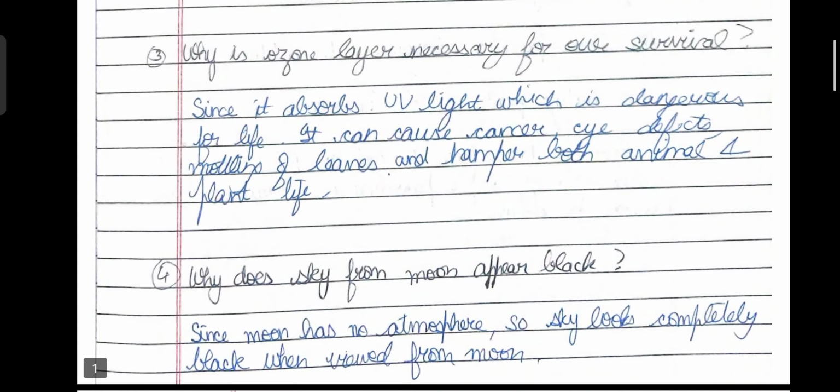Now the third question is, why is the ozone layer necessary for our survival? As you are aware, the ozone layer is present in the stratosphere, and it absorbs the ultraviolet rays. If these ultraviolet rays are not absorbed and they reach the earth, they can cause several problems, for example skin cancer, skin diseases, irritation in the eyes, or even blindness, and affect the plants as well as animals. So in a way, life will become impossible. Therefore, the ozone layer is extremely important for us.